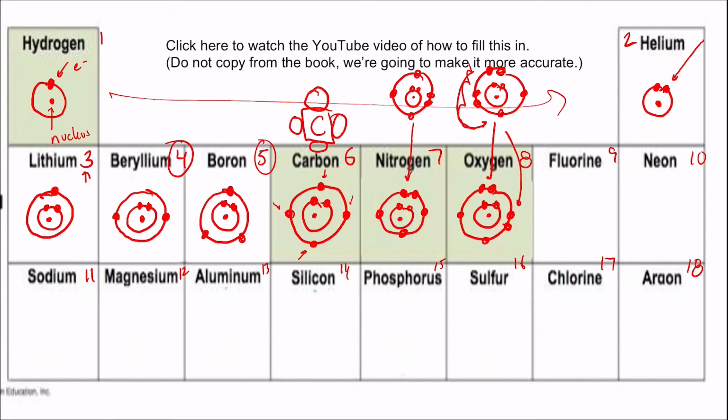All right, then we have fluorine. Fluorine has 1 dot for the nucleus. It has 2 electrons on the first energy level, and then there's 7 in the second energy level. And then finally we have neon, where the second energy level is completely filled. So that's the second energy level.